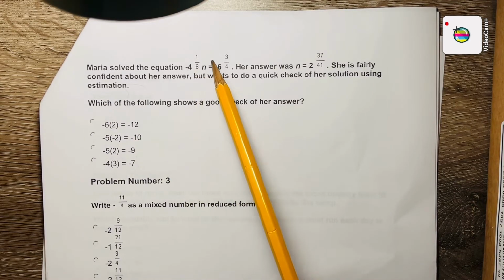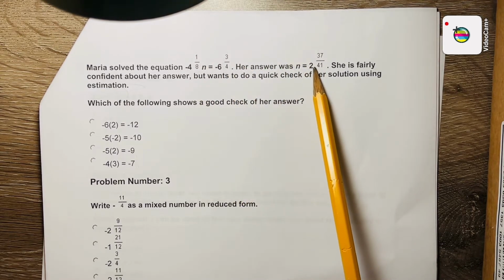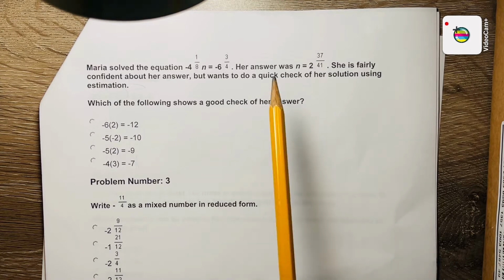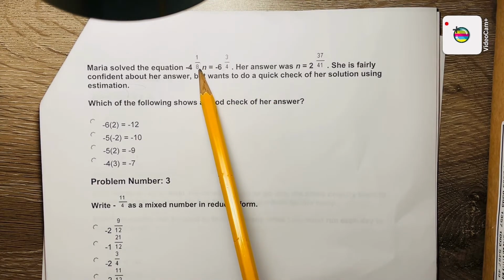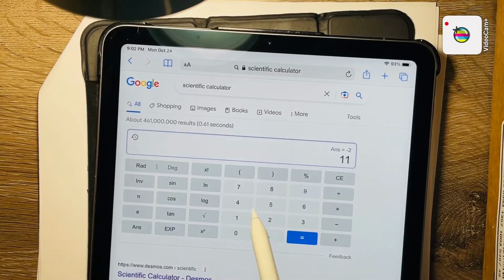To estimate each of these fractions, I'm going to convert each fraction to a decimal, okay? Remember, all you have to do is divide the numerator by the denominator to get the decimal. All right, 1, 2.